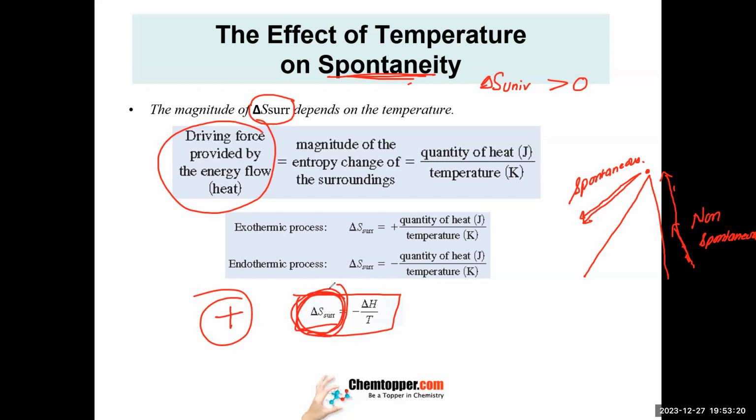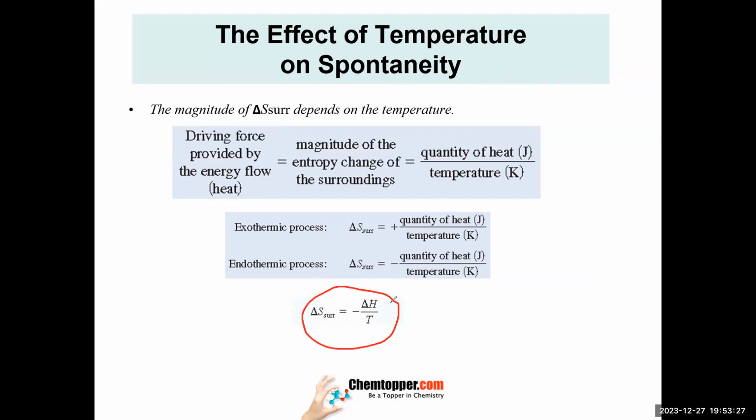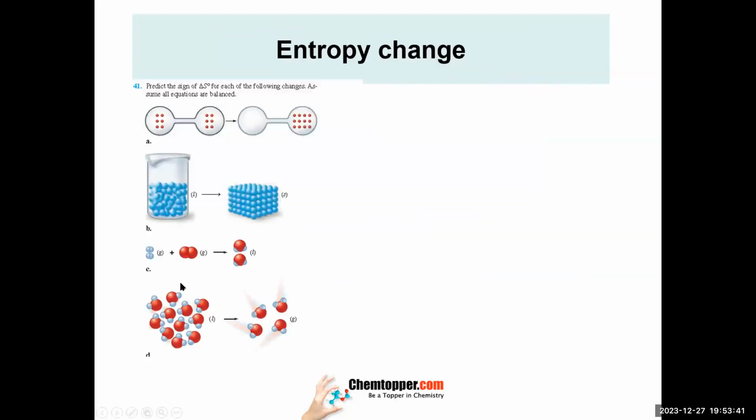Okay, and that delta S surroundings is minus delta H system over T. Are we okay with this equation, children? I explained to you already how the amount of heat and temperature is going to decide your delta S. So just focus on the equation. Now here are some questions, very simple questions. Let's do them fast. You have to predict the sign of delta S naught.